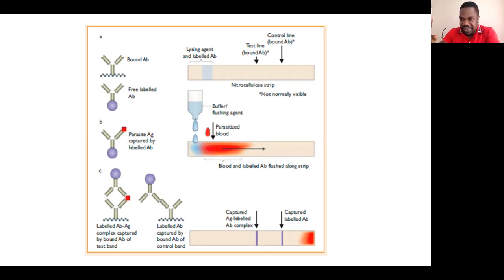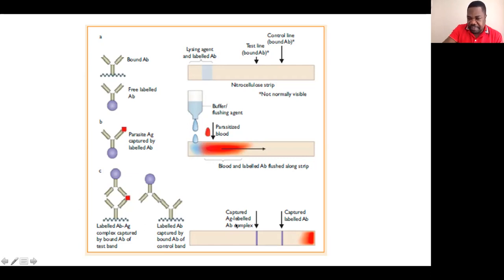So you have two antibodies here: the labeled antibody and the bound antibody. The labeled antibody is a free antibody that will capture the antigen first, and then progress. After adding the buffer, it progresses. Then you have another specific antibody, let's say for Plasmodium falciparum, that is a monoclonal antibody, a bound antibody, that will then bind to that specific antigen.